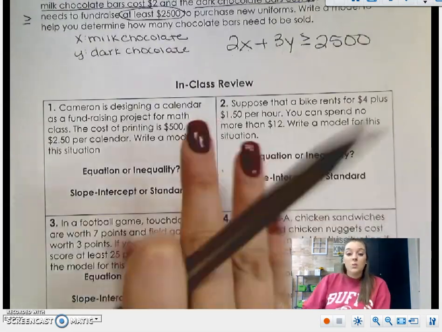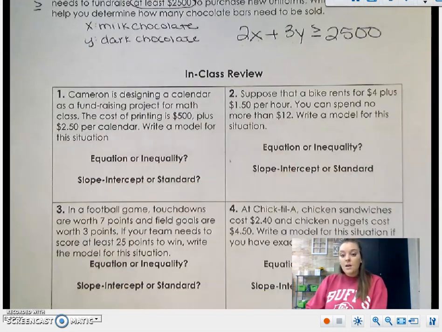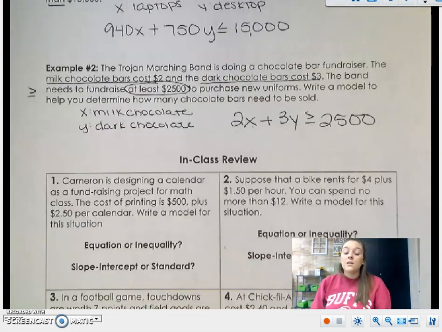When you come to class, we will review creating equations and creating inequalities, but until then, make sure that you fully understand slope-intercept form and what those variables mean, and standard form and what those variables mean.